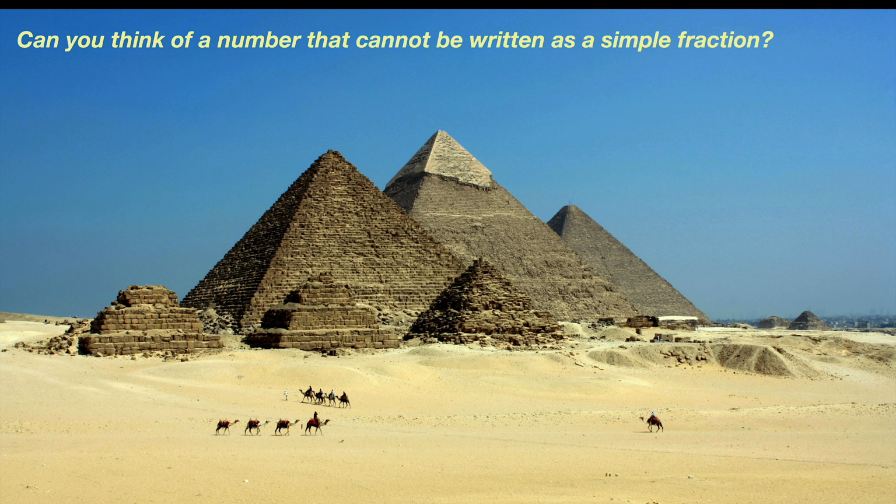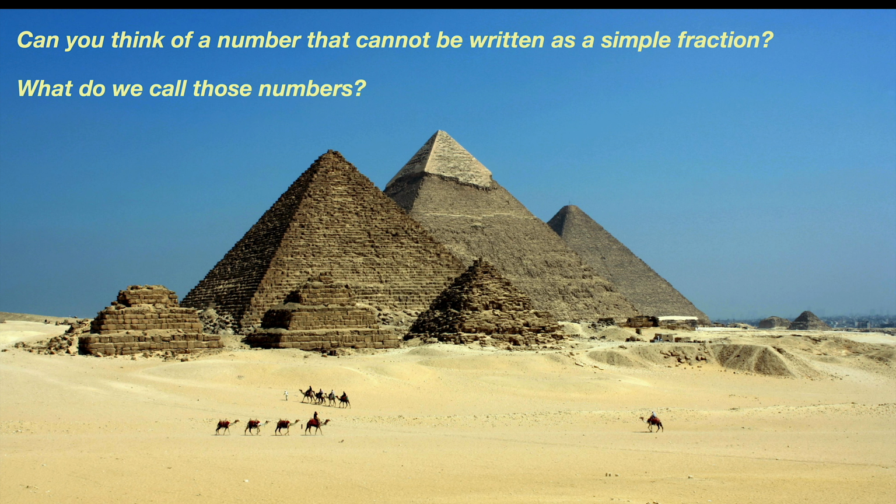So let us ask ourselves some questions. Can you think of a number that cannot be written as a simple fraction? In all your previous lectures, we learned about rational numbers, numbers that can be represented as p by q, where both p and q are integers and q is not equal to 0. So a rational number we were always able to represent as a simple fraction. Now can we think of a number that cannot be written as a simple fraction?